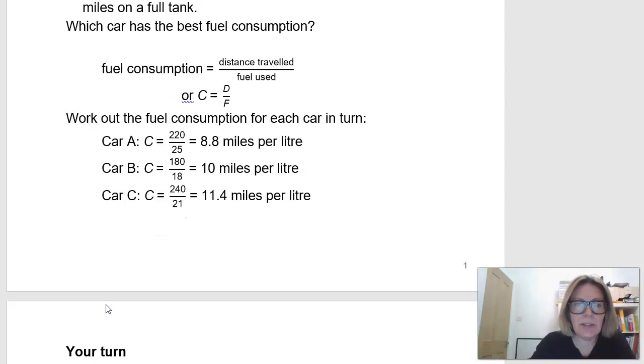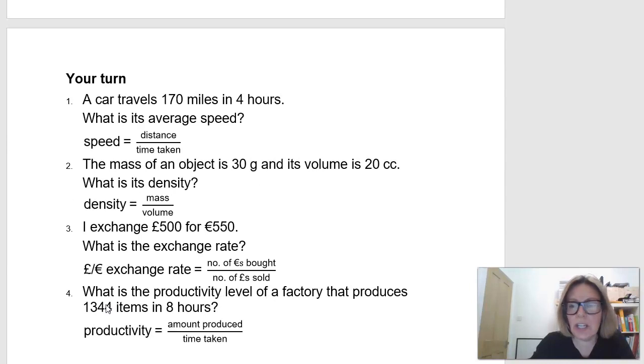Here's some other ones for you to have a go at if you want to. Again, you can pause the video or have a look at the sheet on Moodle. It's got 4 questions there, and it's giving you the formula for each one. So all you need to be able to do is make sure that you put the right figures into the right place, which hopefully isn't too tricky. Let's have a look at them.